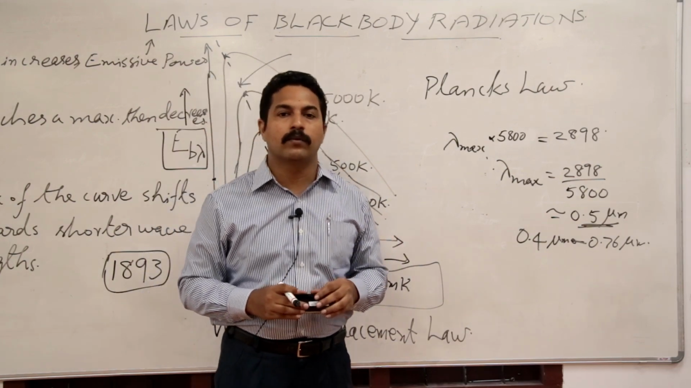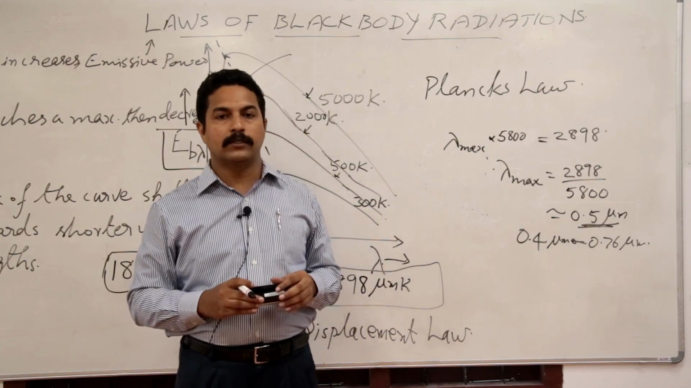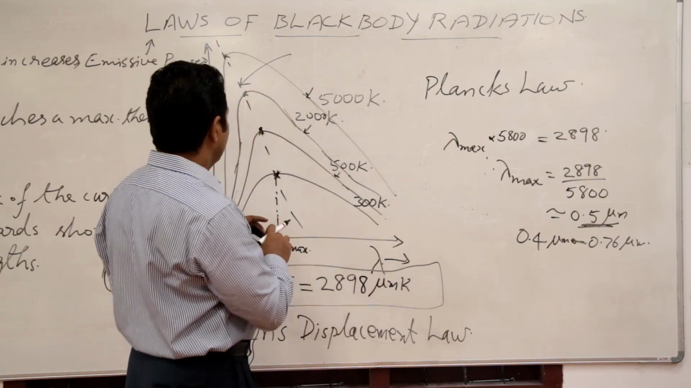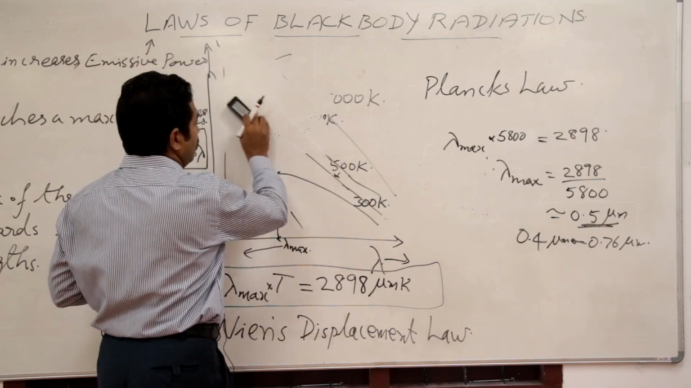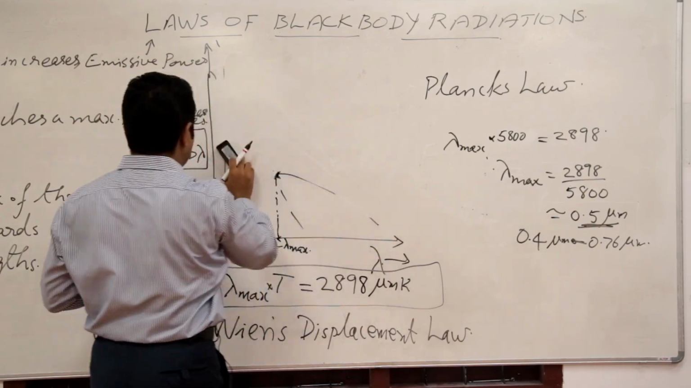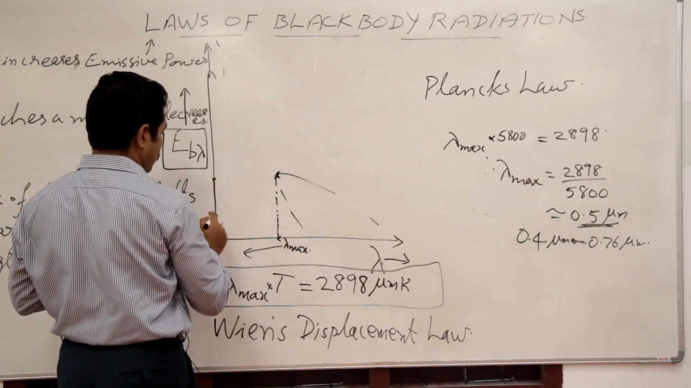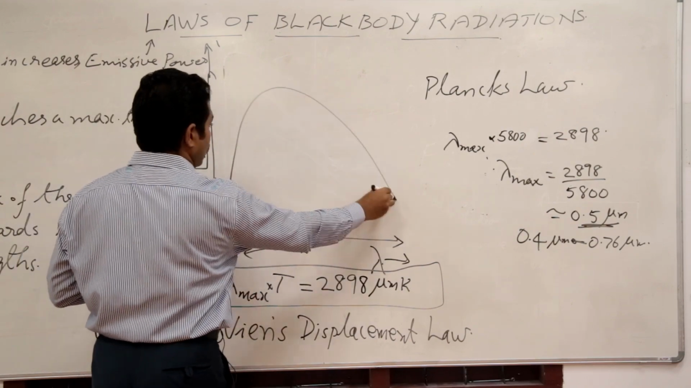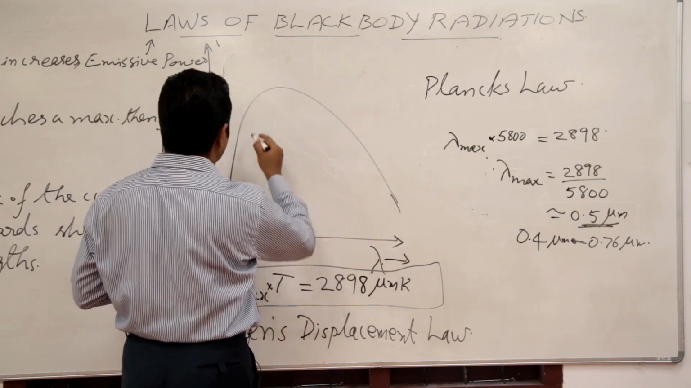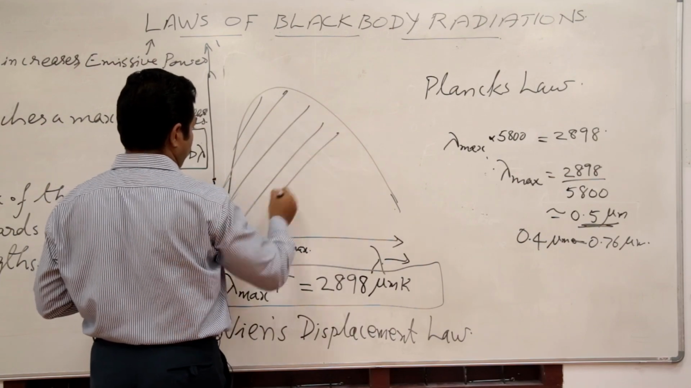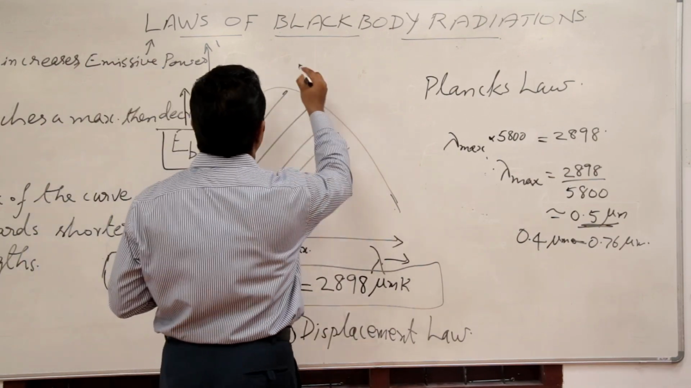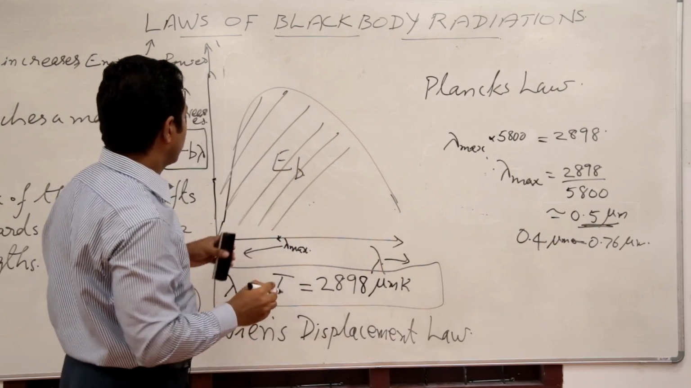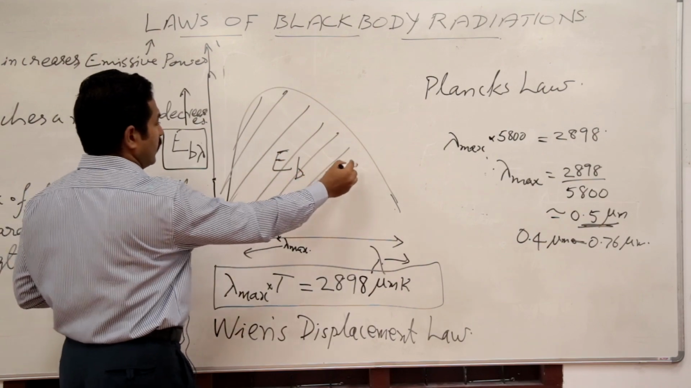Now Stefan Boltzmann law, Planck's distribution and Wien's displacement law are over. Then using this distribution, another insight we can get is this. If I am drawing like this, what is this? It is not spectral. This is the Blackbody emissive power, the area under this curve.